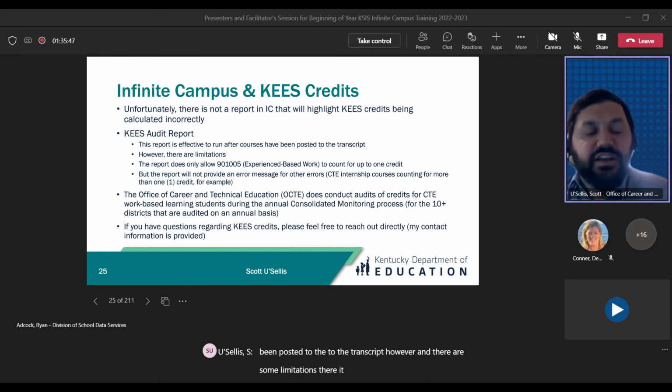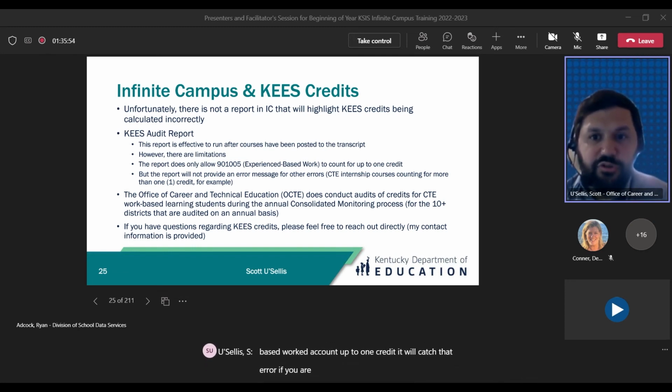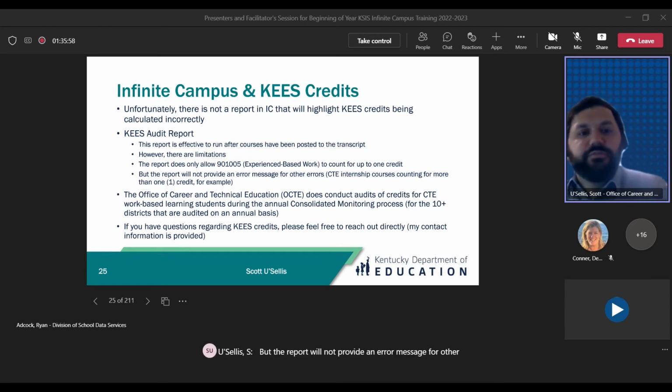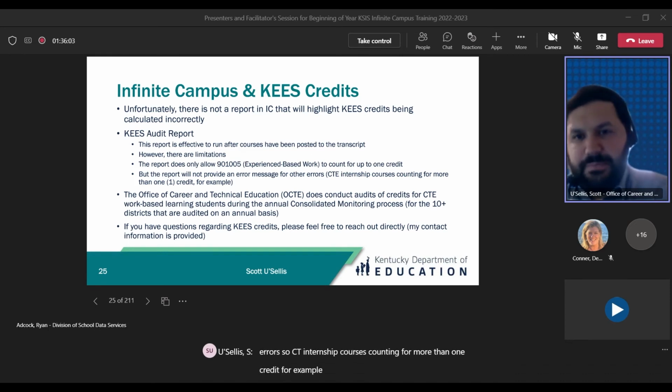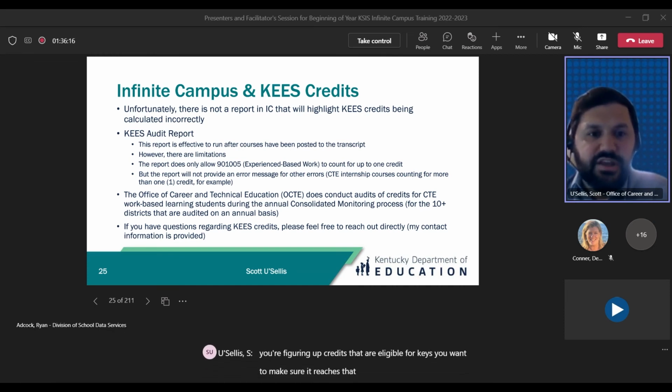It does allow 901-005, that experience-based work, to count up to 1 credit. It will catch that error if you are trying to claim it for multiple credits. But the report will not provide an error message for other errors. So CTE internship courses counting for more than 1 credit, for example. So it's an imperfect report. But again, it will catch some, but not all of those errors. So that's, again, why you want to be extremely careful when you're figuring up credits that are eligible for KEYS. You want to make sure it reaches that 5 credit threshold.